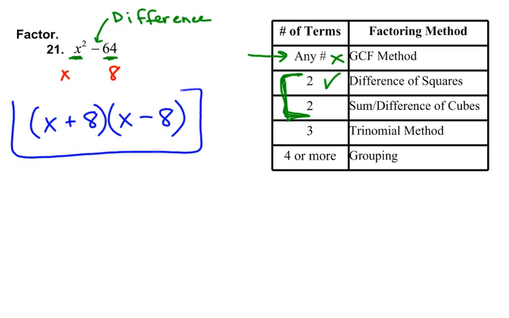And this pattern works for any difference of squares that you have. And it's very quick once you identify it. We have a difference of squares. We know there's going to be the two square roots with a plus and a minus, anytime.